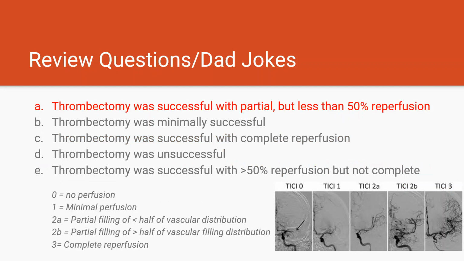So let's take another look at thrombectomy TICI grading scoring. Remember that 0 is no reperfusion, 1 is minimal, 3 is complete, and then 2 is partial reperfusion, which is broken into less than 50% of vascular distribution, or 2A, which we had here, and then more than 50%, which is 2B.